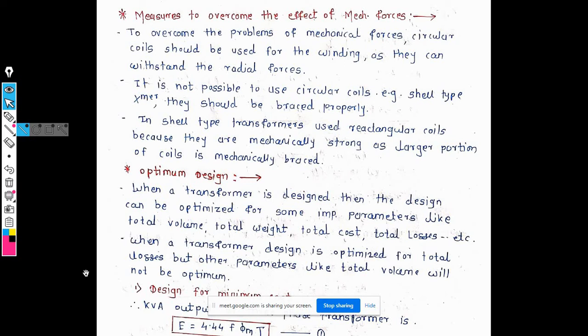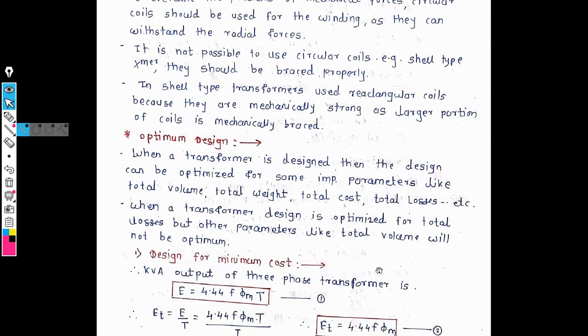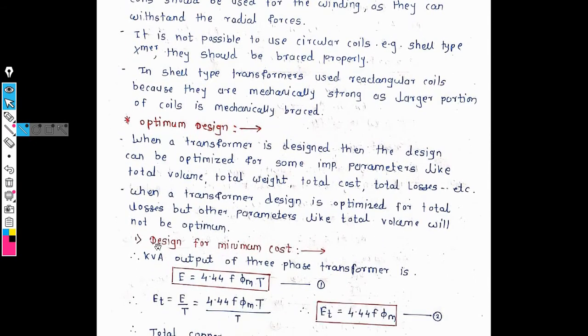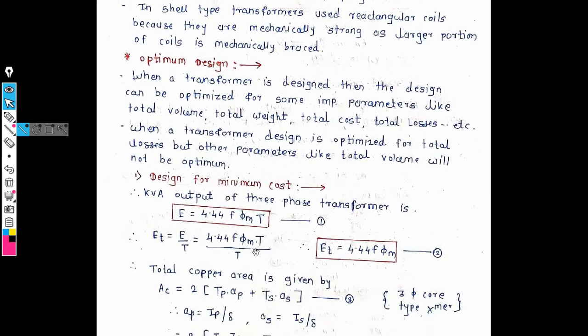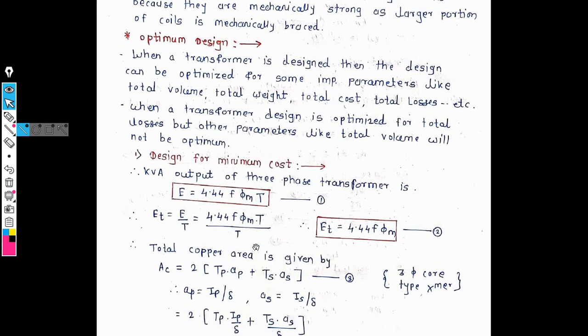That means the optimum design of a transformer totally depends on its losses and its cost, weight and volume. Then we also need their parameters. Now, first we have to calculate the design for minimum cost. That means we first have to calculate the cost of the transformer.